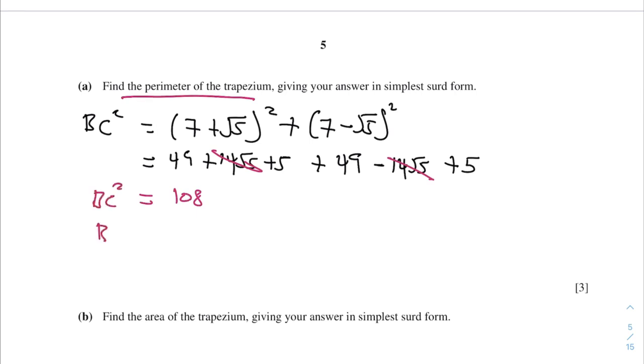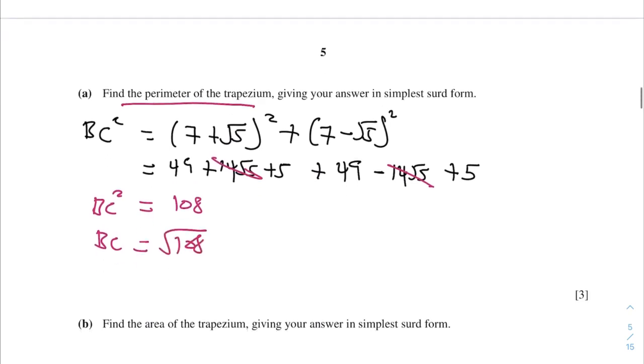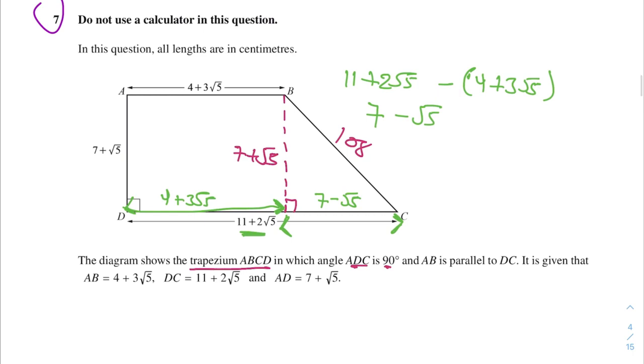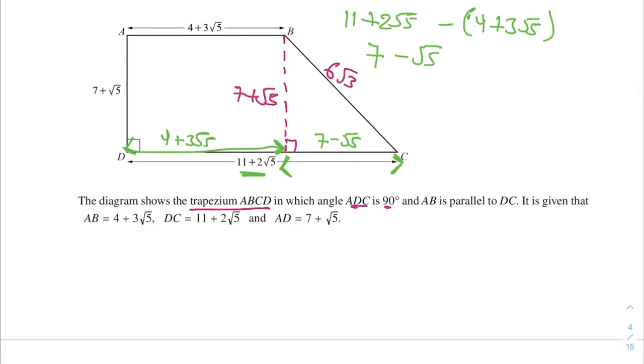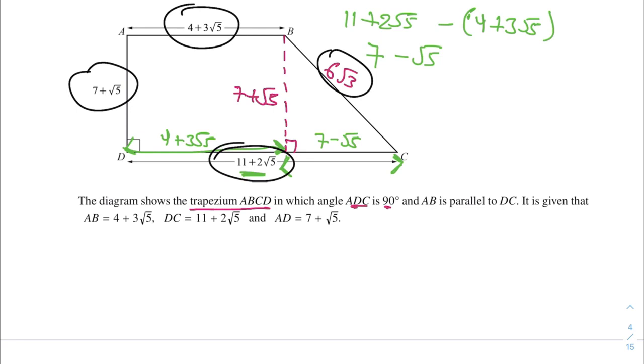So that means that BC must be equal to the square root of 108, okay? And square root of 108 is 6 root 3. So let me just clean this guy and put 6 root 3 there. So we are now going to add things up. This plus this plus this plus that. That is the perimeter.